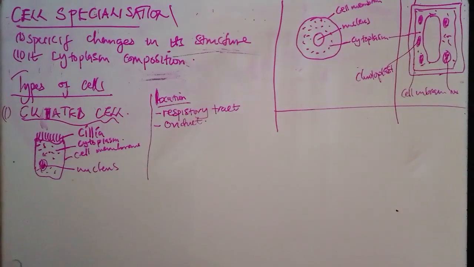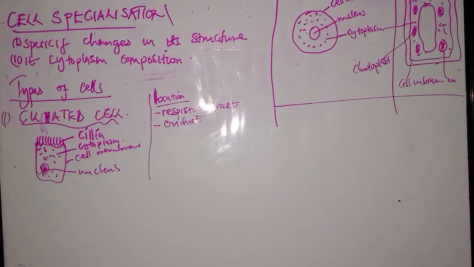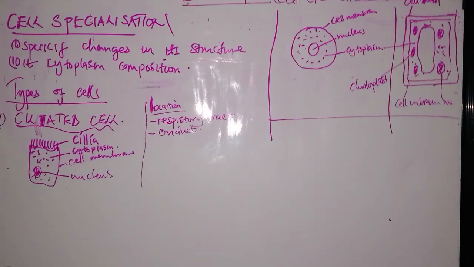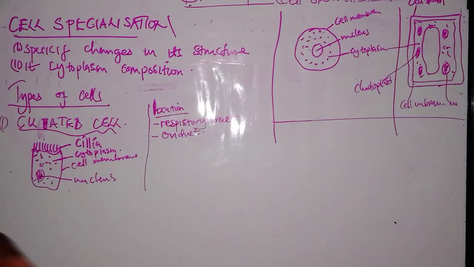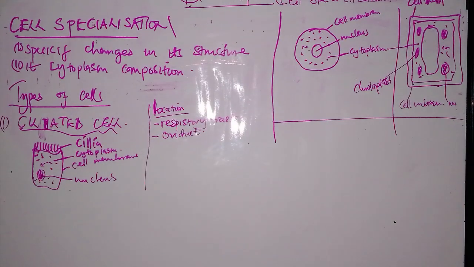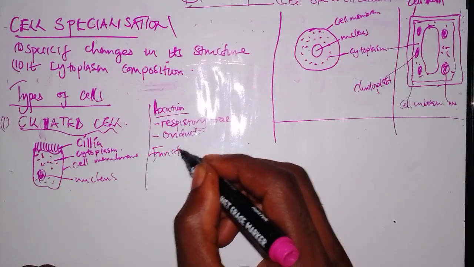So whenever they ask you to write where the ciliated cells are found, you need to mention the two locations. One is the respiratory tract, and two is the oviduct. Now that you know where it is found, we are going to discuss function based on location. The function of the ciliated cell is based on its location.